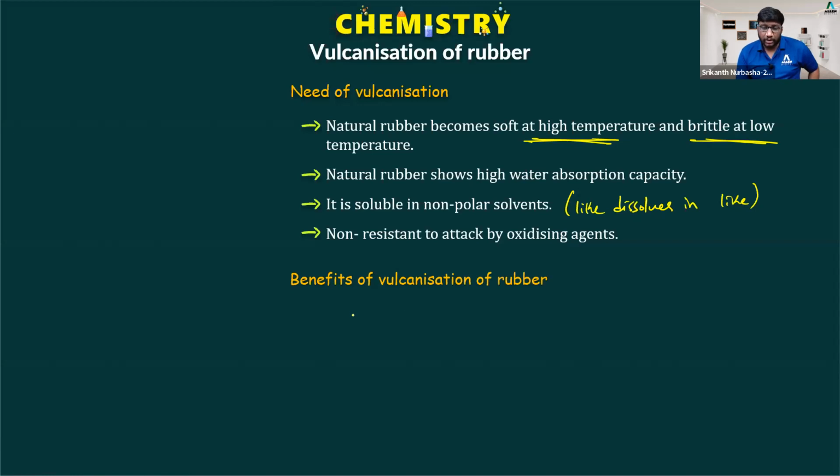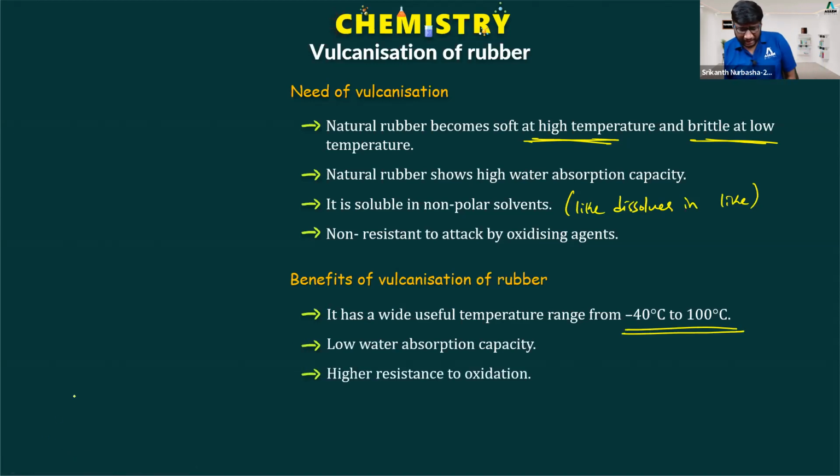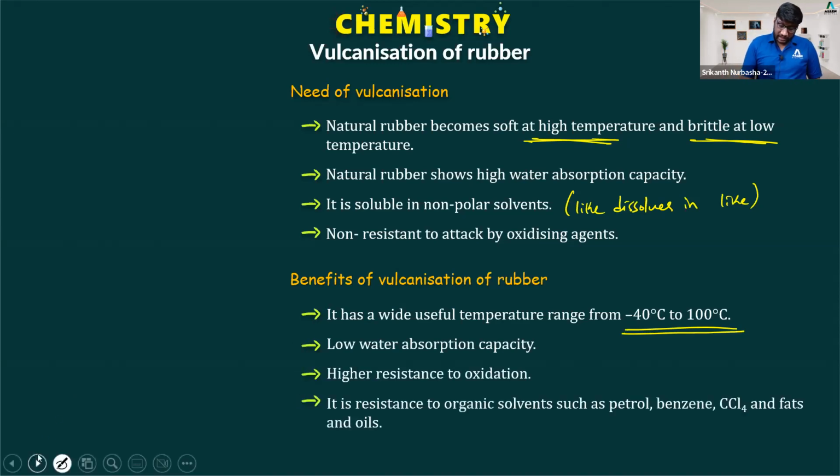But if you take the benefits of vulcanization of rubber, it has a wide useful temperature range, that means minus 40 degrees to 100 degrees Celsius, low water absorption capacity, high resistance to oxidation, and it is resistant to organic solvents such as petrol, benzene, CCl4, and fats and oils. If you do the vulcanization, rubber will have these properties. Because of these properties, its usage has been widened. That is the importance of vulcanization of rubber.